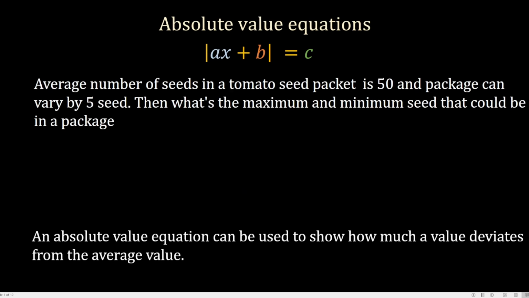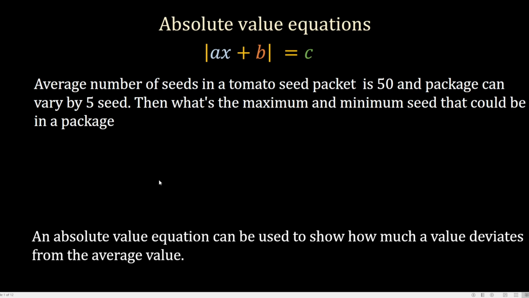Let's use the absolute value equation for this real life example. The average number of seeds in a tomato seed packet is 50 and a package can vary by 5 seeds. Then what are the maximum and minimum seeds that could be in a package?